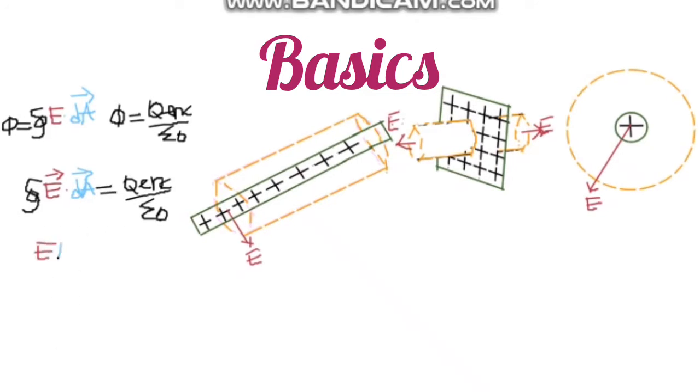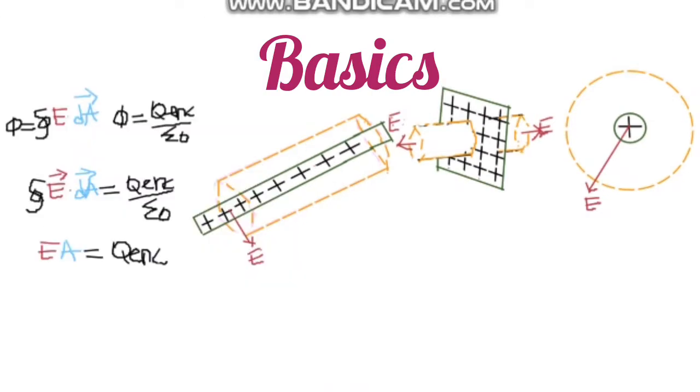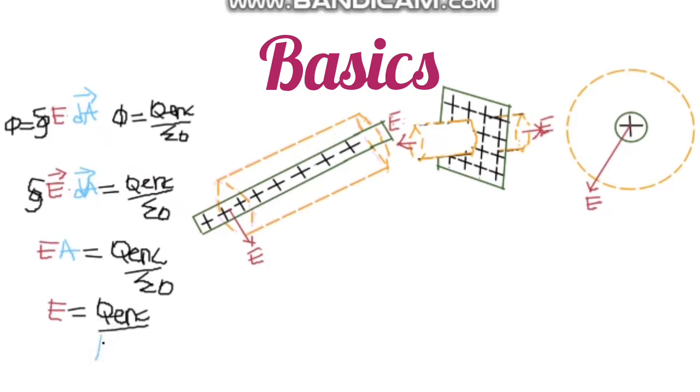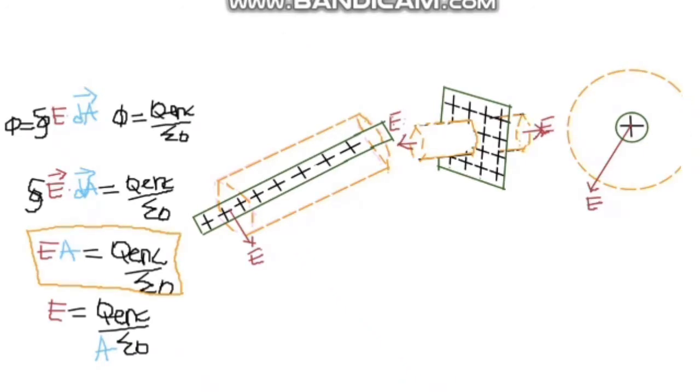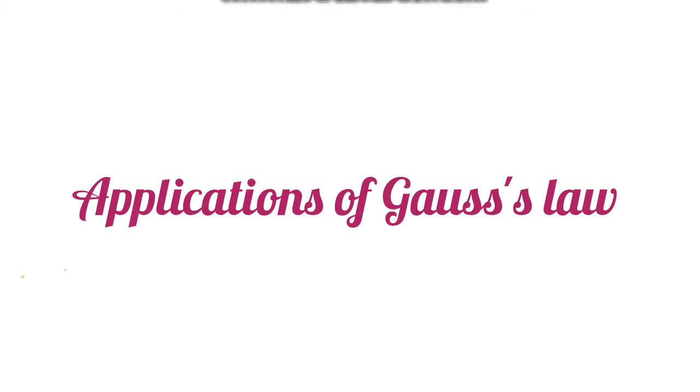So like this, E times the integral of dA, which is A. So EA is equal to the charge enclosed over epsilon naught, and the electric field is equal to charge enclosed over A epsilon naught. This is the whole point of Gauss's law, and so this is the magic formula we are going to use to tackle all the problems. Phew. Now back to business.